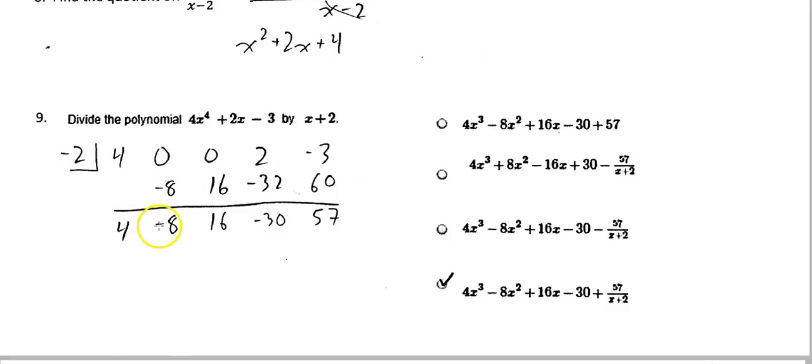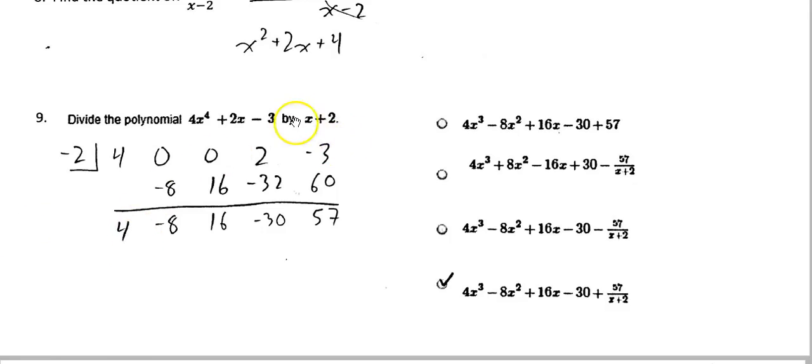Then you add the numbers in the column again. And then you multiply by the box, and you add, and you multiply, and you add, and you multiply, and you add. And so at the end, this last number is your remainder. This is the constant x, x squared, x cubed. If there had been more numbers, x to the fourth, x to the fifth, x to the sixth, etc.